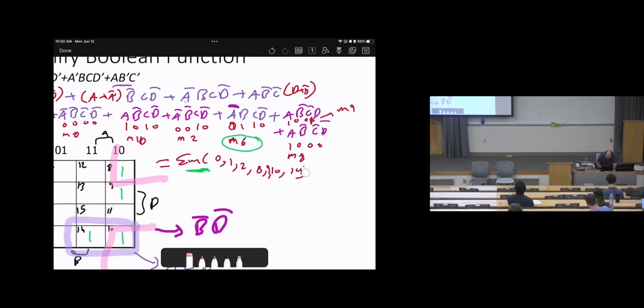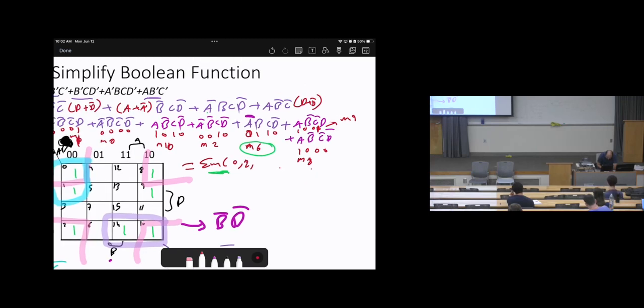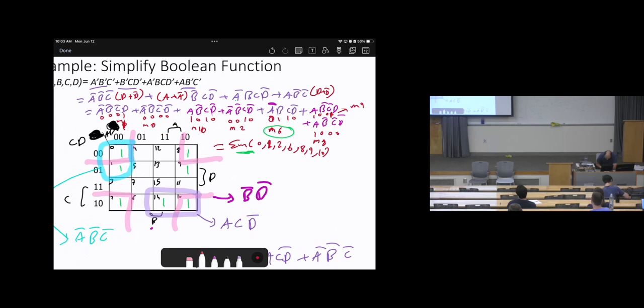Okay, let me rewrite them. So we have 0, 1, 2, 4. There is no 4. 6, then 8, 9, and 10, right? 1, 2, 3, 4, 5, 6, 7 terms. So let's rewrite this. I think we need to erase everything. Okay, apologize about this.